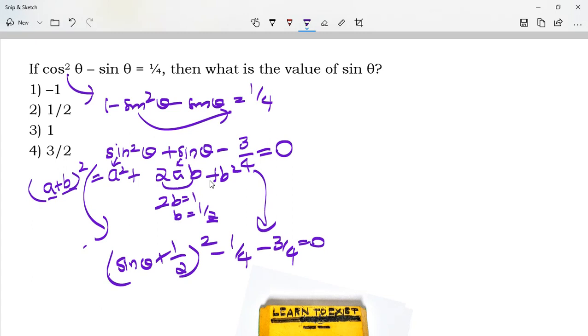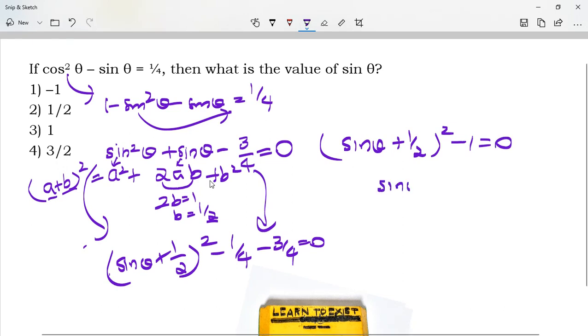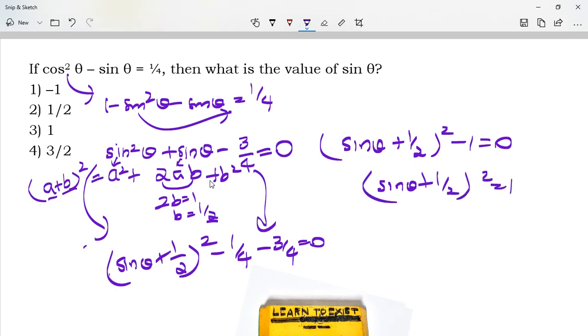Okay, so we have got this one, sine theta plus 1 by 2 whole squared minus 3 by 4 minus 1 by 4 will be minus 1 equal to 0. So we can say sine theta plus 1 by 2 whole squared will be equal to 1. So sine theta must be 1 by 2, right? Sine theta must be 1 by 2. So this is the answer.